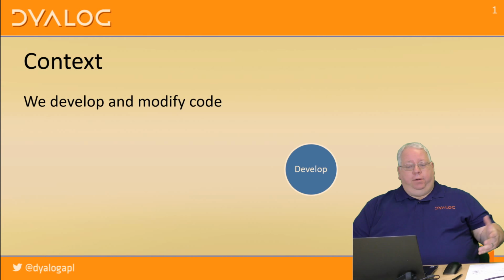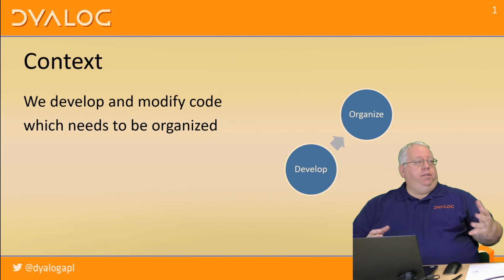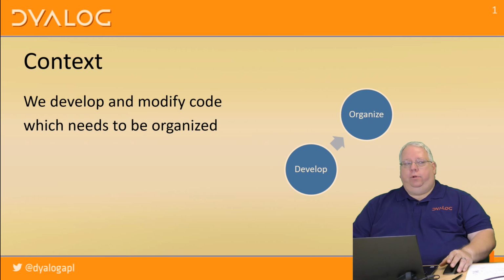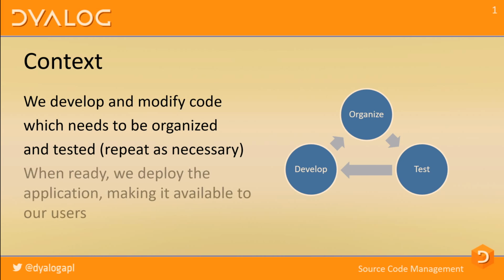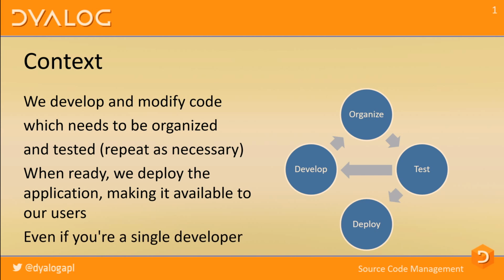All right. Well, the first thing I wanted to do is try and set some context. We develop and modify code, and the code needs to be organized in some fashion. If you're going to try and do version control, if you need to have multiple developers working on the same body of code, it's really important to be able to keep things organized. And of course, you want to test the code and repeat that cycle as much as you need to. And then finally, when the code is ready, we deploy the application and we make it available to our users. This is true whether you're a single developer or part of a development group.